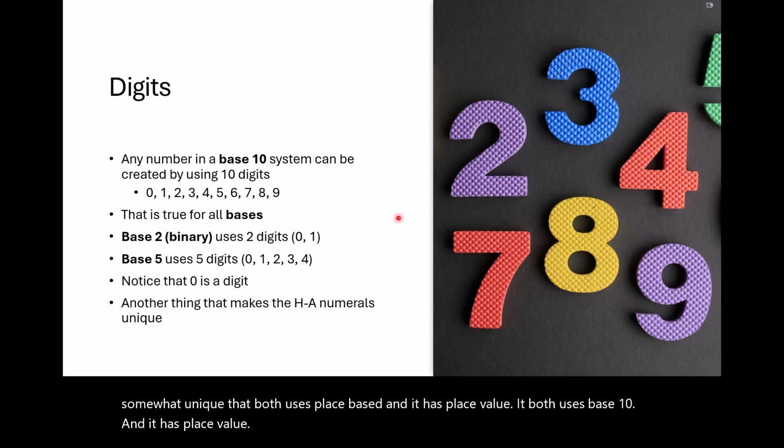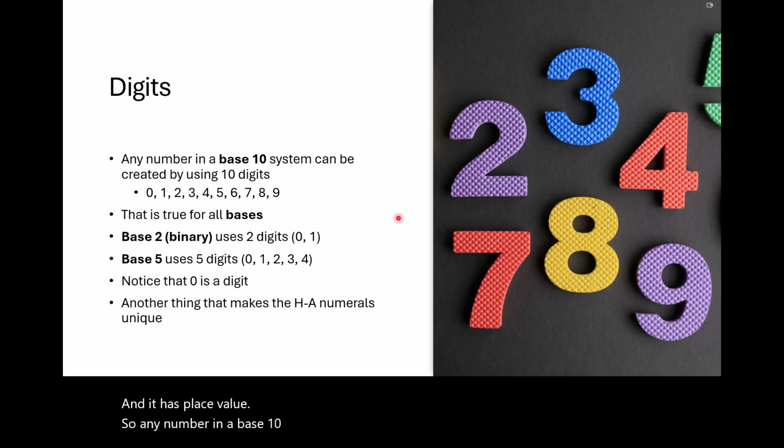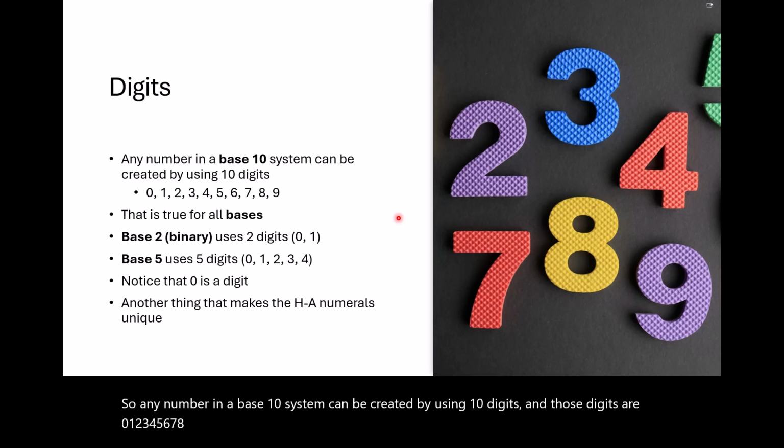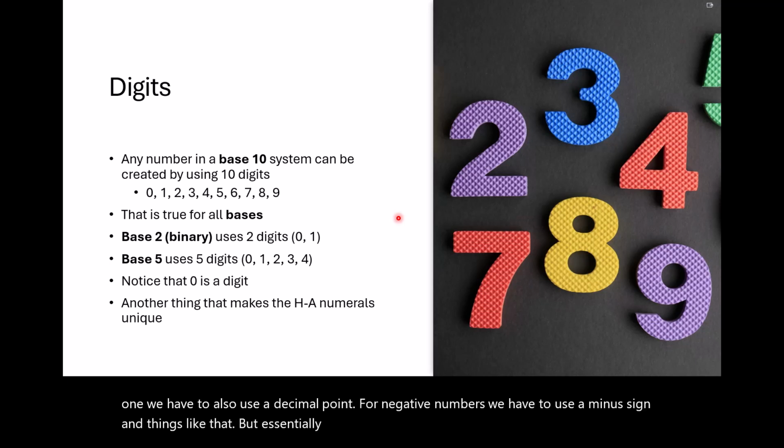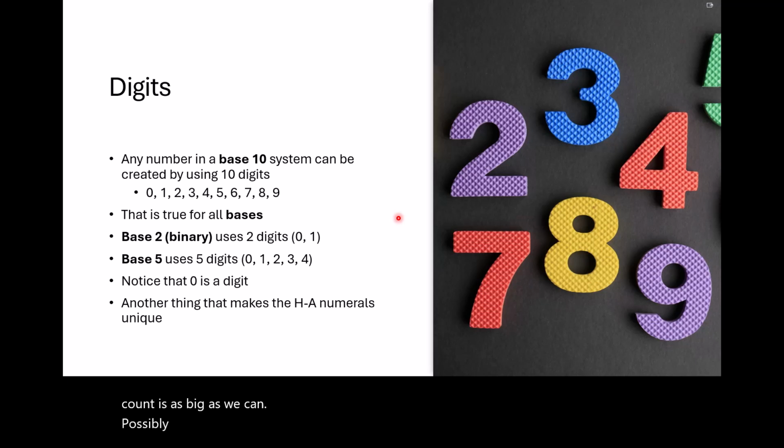So any number in a base 10 system can be created by using 10 digits. And those digits are 0, 1, 2, 3, 4, 5, 6, 7, 8, 9. With those 10 digits, we can create any number. Obviously, for numbers less than 1, we have to also use a decimal point. For negative numbers, we have to use a minus sign and things like that. But essentially, for any counting number, as big as we can possibly imagine, we can create that number by using some combination of 10 digits.